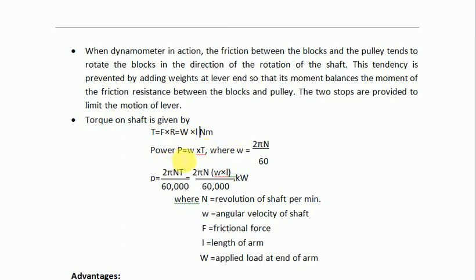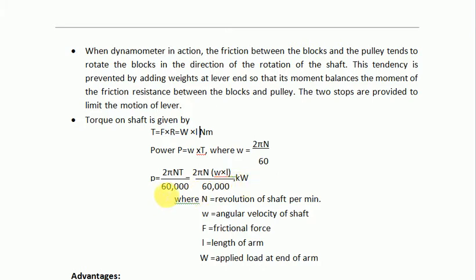So the power is equal to ω × T, angular velocity into torque. What is ω? ω is equal to 2πN/60. That is the angular velocity of the shaft. Substituting, power is equal to 2πNT over 60,000 kilowatt.